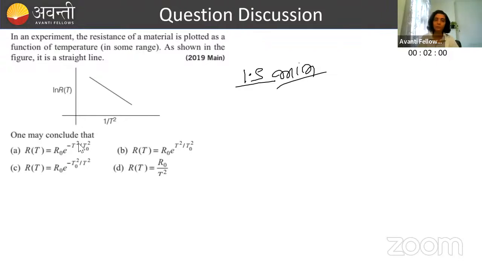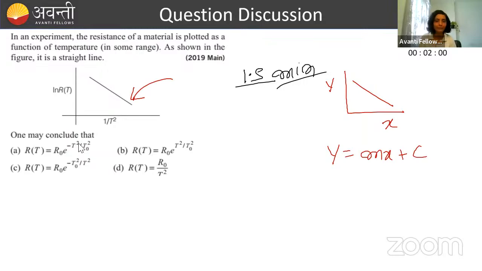I've always seen students make mistakes mostly in the graph. So here in the graph you can see what is given. Graph of ln RT versus 1 by T square is given in the question, and you have to tell what will be the equation of R as a function of temperature. Done. So you just need to look at the graph and write the equation. This is a straight line graph. So if a straight line graph is like this, this is y-axis, this is x-axis, you write y equals mx plus c. Done. Along the y-axis here it is what? ln RT. R is a function of temperature.